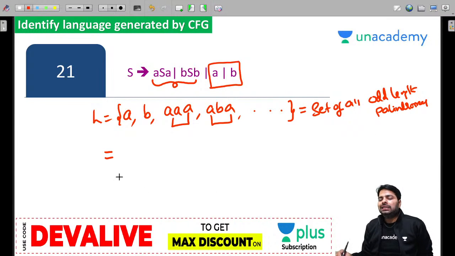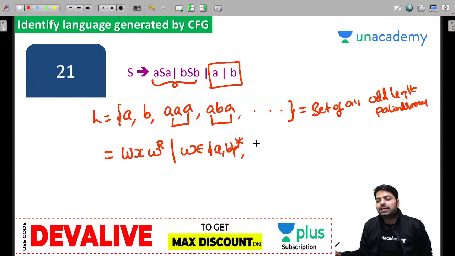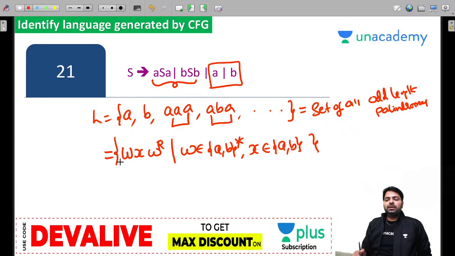So how do you write those odd length palindromes? W X W power R, such that W is anything, that is fine, but X you can have either A or B. Don't write A plus B whole star, guys. X is just either A or B. So these two create even length and X is going to help you to get odd length. Otherwise you can write W only. W only is your string now.